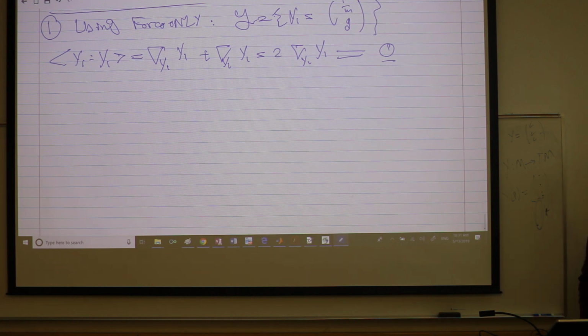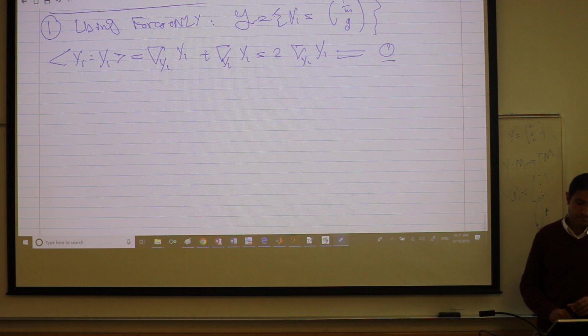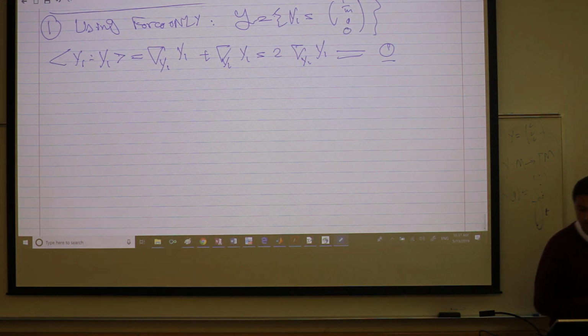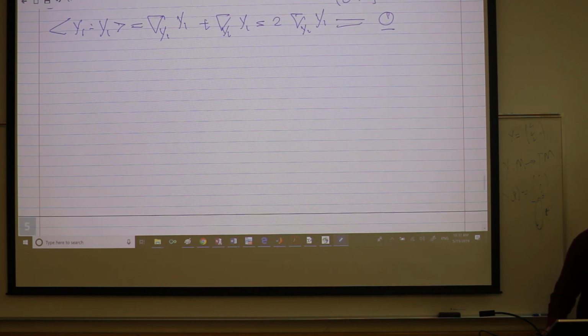So no further. Yes, please. I have a question. How did we get Y1 to be equal to 1 over m and g? Not g. It's zero. Super sloppy. It's two zeros. Sorry about that. Thank you. Okay, so this is zero.